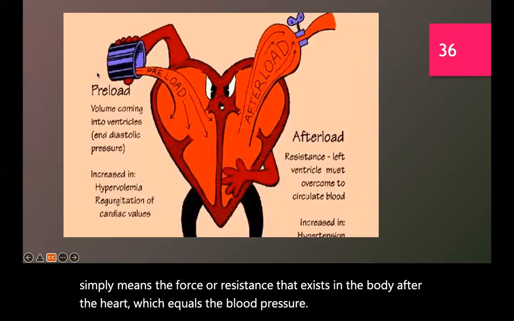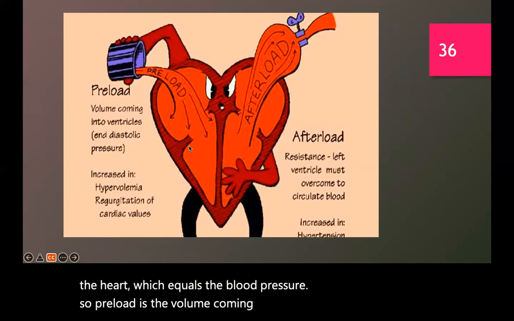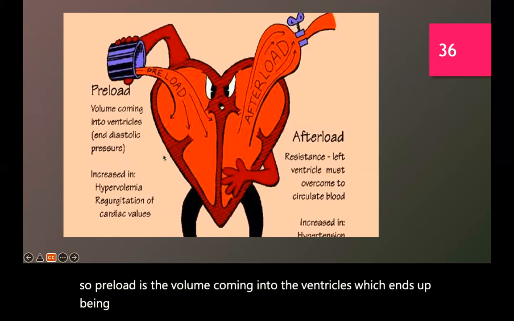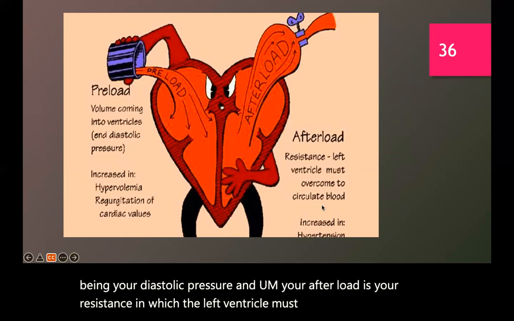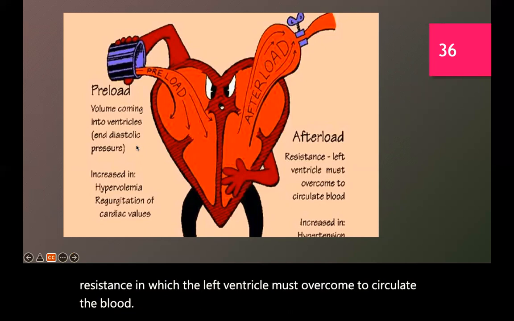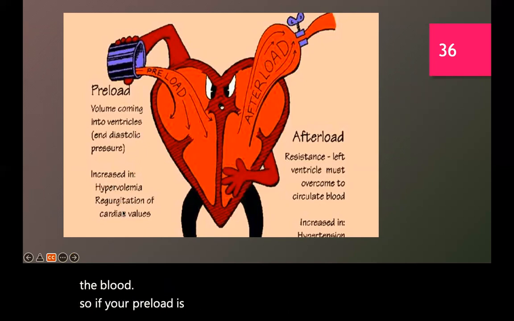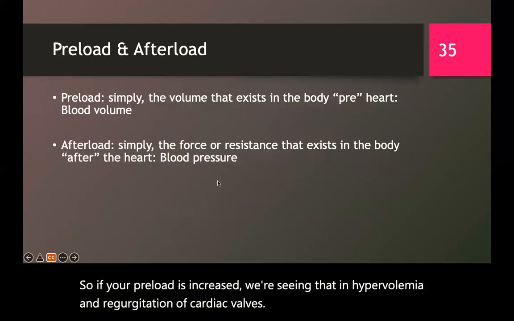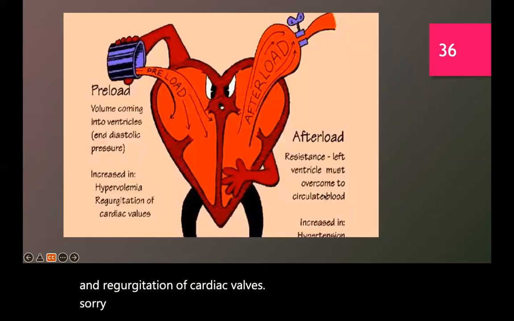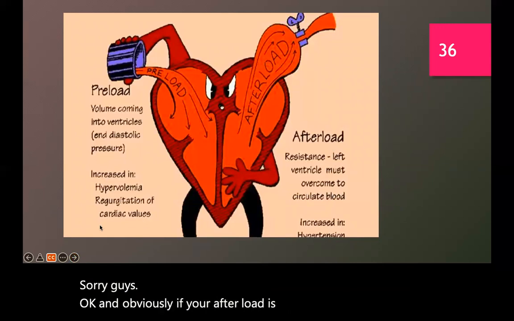So preload is the volume coming into the ventricles, which ends up being your diastolic pressure, and your afterload is your resistance, which the left ventricle must overcome to circulate the blood. So if your preload is increased, we're seeing that in hypervolemia and regurgitation of cardiac valves. And obviously, if your afterload is increased, we're seeing that in hypertension.